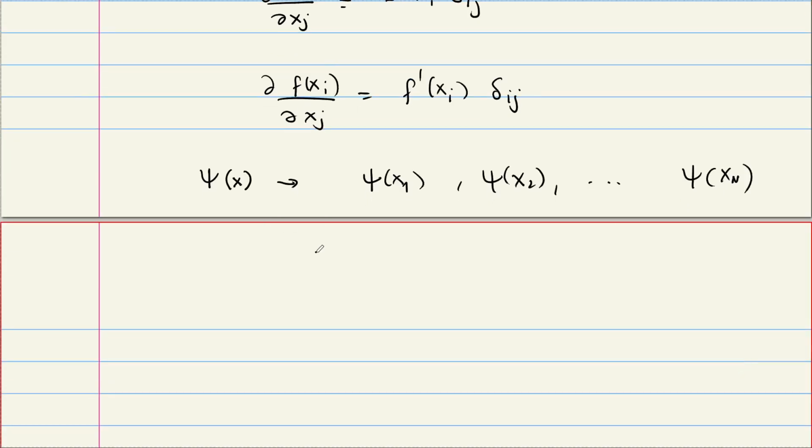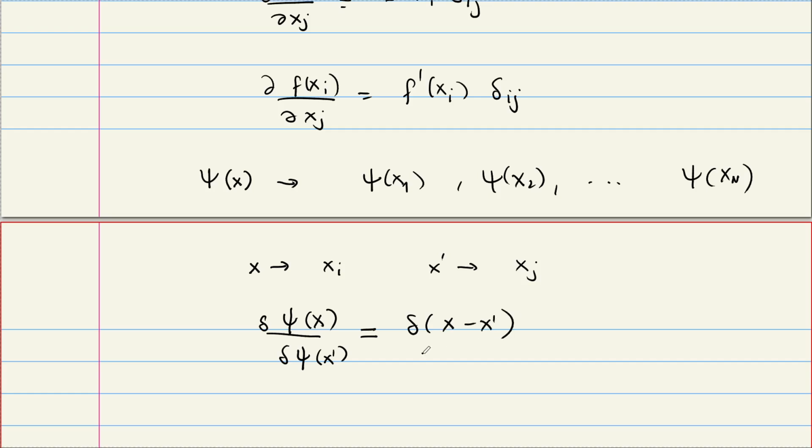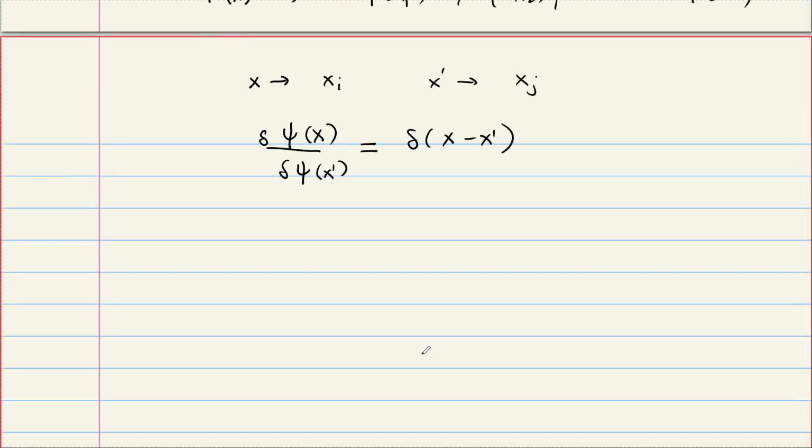And we can consider some x to go to some x_i, some x prime to go to x_j here. Now sometimes people use this notation for functional derivative. So this is ∂psi(x)/∂psi(x prime). What is that? Right, with exactly this prescription. So this is delta of x minus x prime. Is there any problem with this? Anybody? This is trivial. Okay, good. Very nice.